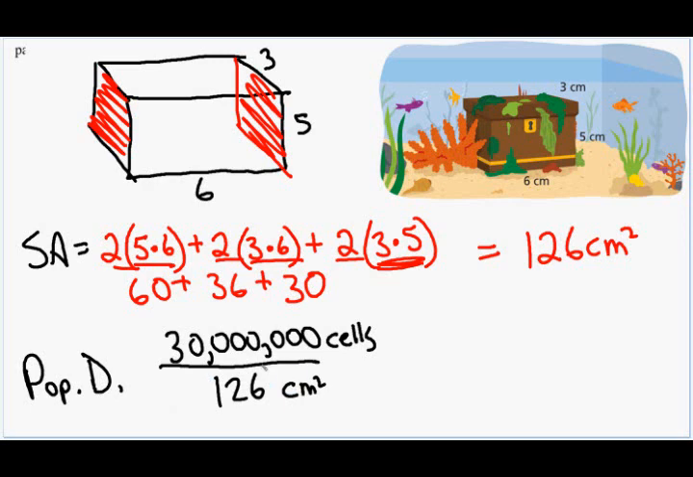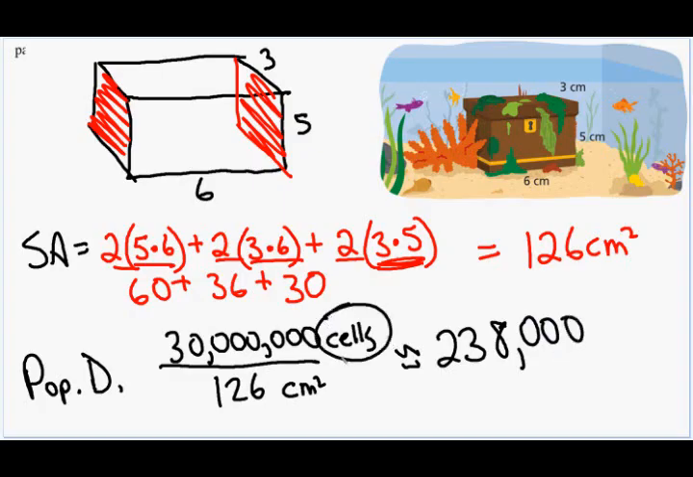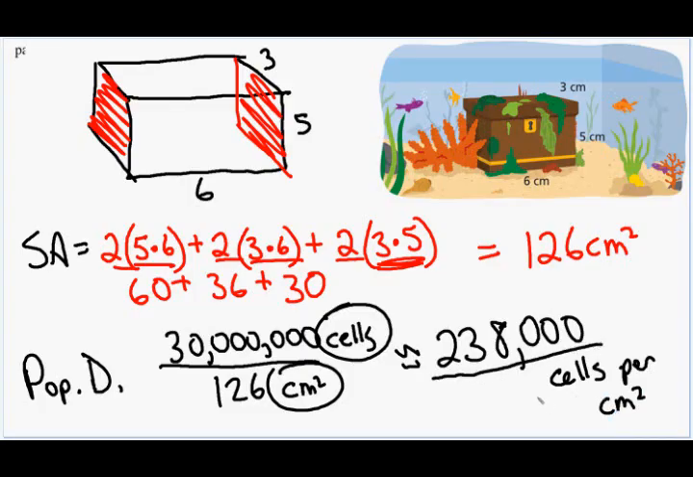So when we divide that out, let's round it to the nearest 1,000 because we've got a big number here. Approximately 238,000. And our units are numerator units per denominator units. So that will be cells per centimeter squared. Every square centimeter is going to have about 238,000 algae cells.